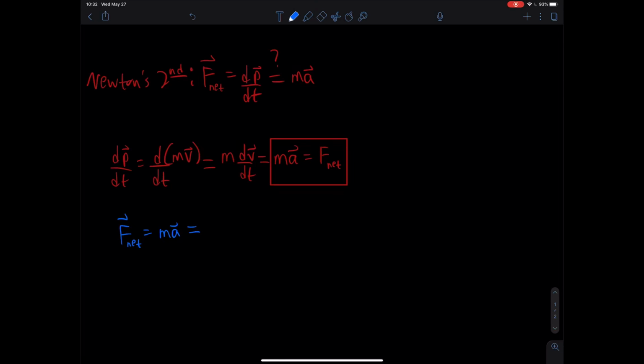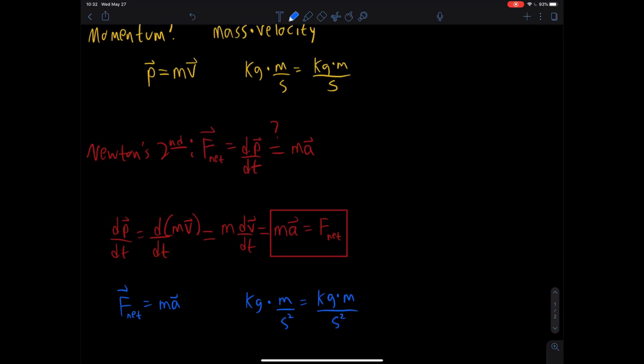Well, what are the units of mass? We'll just take a look at the units. Mass is in units of kilograms, and if we multiply by acceleration, it's in units of meters per second squared. And so we can just combine this to get kilogram meters per second squared.